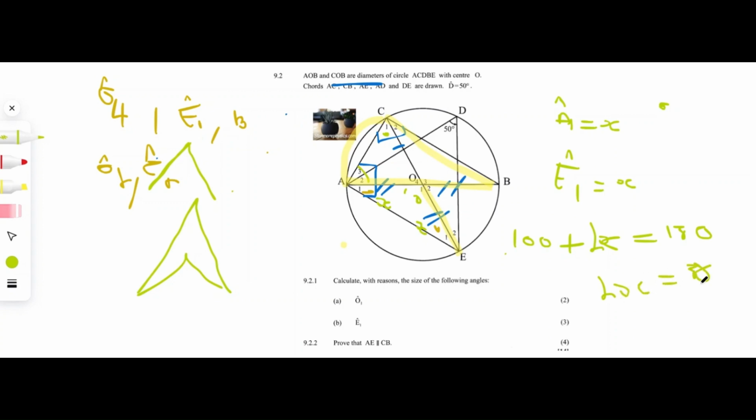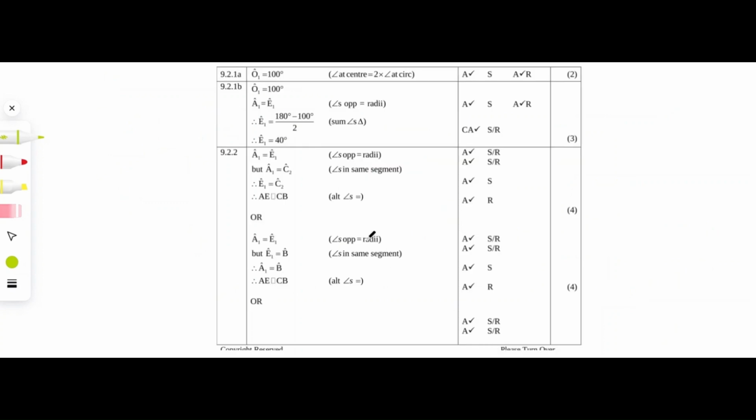And then 2 divided by 8 is 40. And so we know x is equal to 40, meaning E1 will equal 40 degrees. But please make sure that you substantiate your answer, you validate it by giving the reasons, by stating the reasons. So A1 equals, oh wait, sorry, 9.2.1b, O1 equals 100 degrees. Yes, that's something we've already calculated.